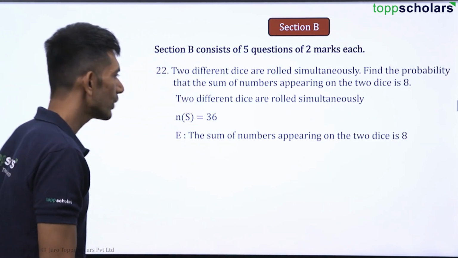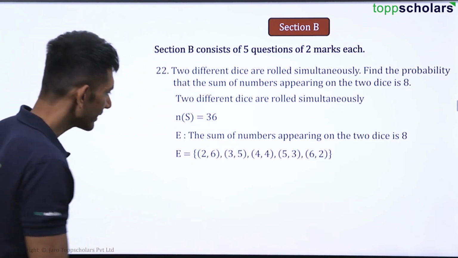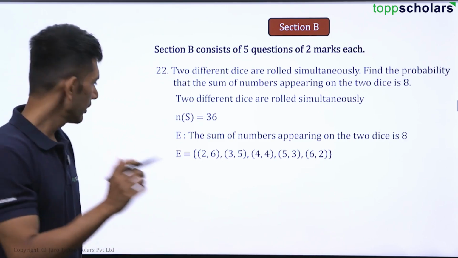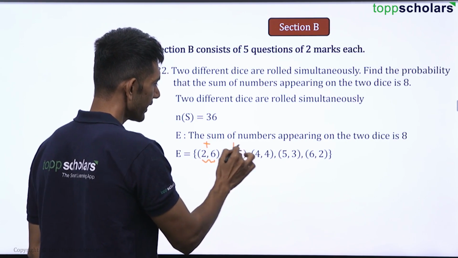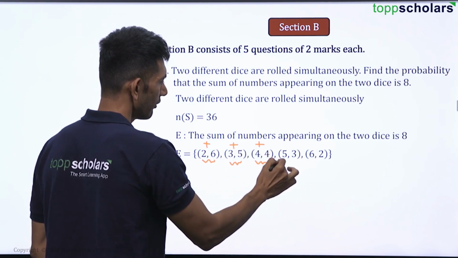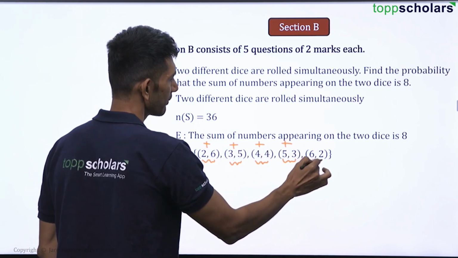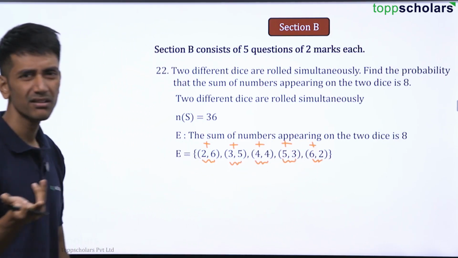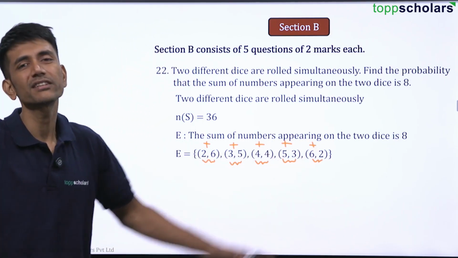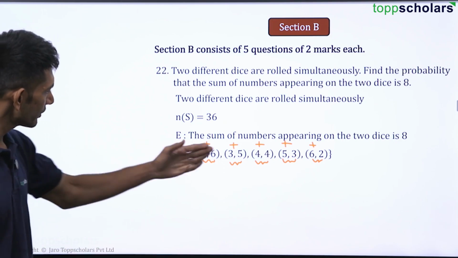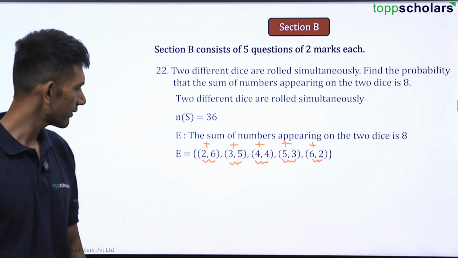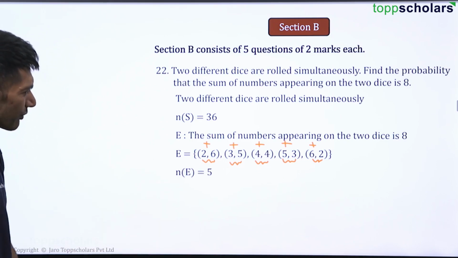Sum of the numbers on the 2 dice is 8. Now understand this. So see this, 2 plus 6 is 8, 3 plus 5 is 8, 4 plus 4 is 8, 5 plus 3 is 8 and 6 plus 2 is 8. So these are the only possibilities because you cannot go above 6 anyway. The last number on the dice is 6. So if you count, how many? 1, 2, 3, 4, 5. So can I say n of E is 5?